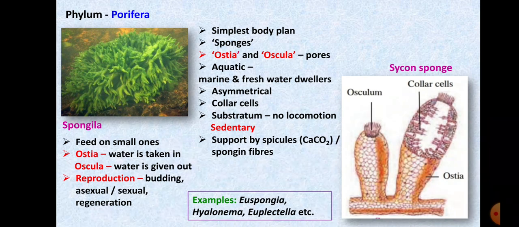In this case, you can very well remember the osculum, collar cells, ostia, and then you can write in your own words, right? All the criteria that we studied, body organization, then body symmetry, yes, all of these are present in this phylum. Okay, so now you get how the animals are classified based on those criteria. Good. Okay, next let's move to the next phylum.